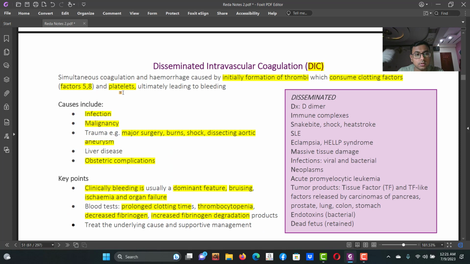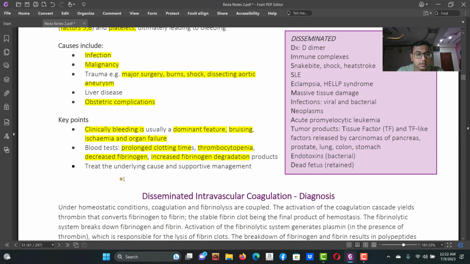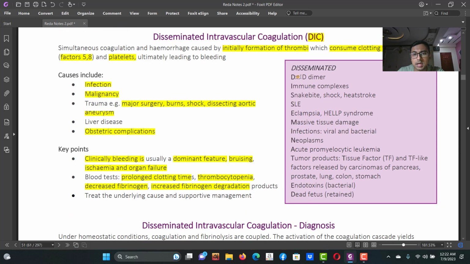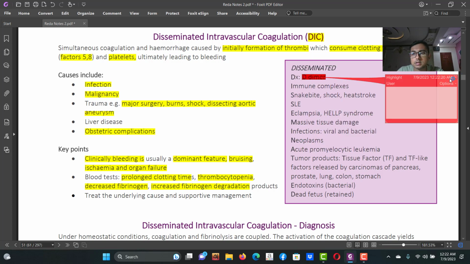We know there is a deficiency of platelets, so thrombocytopenia occurs, along with increased fibrinogen degradation. Fibrinogen is an essential clotting factor, number 1 in the intrinsic pathway. Here the D-dimer, I think, is one of the important investigations. D-dimer is not absolute, but relatively it can indicate this. With an increased D-dimer, there is a chance of DIC.